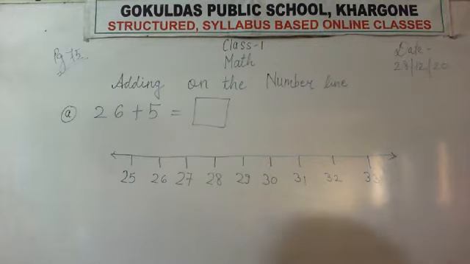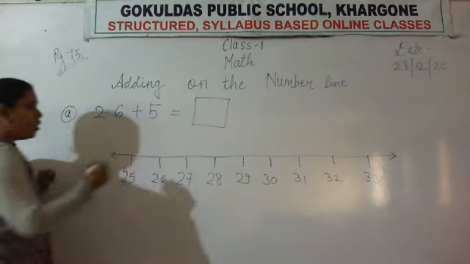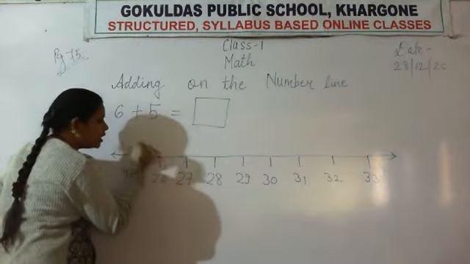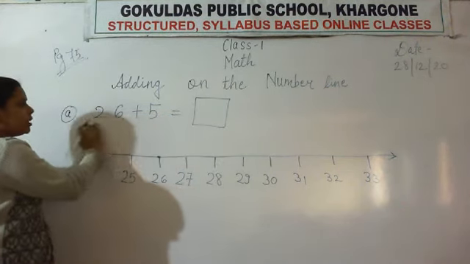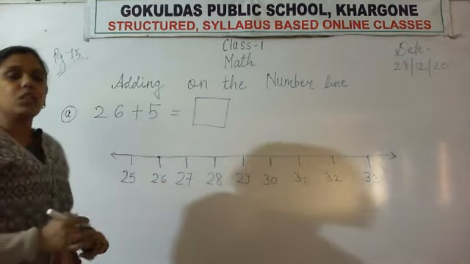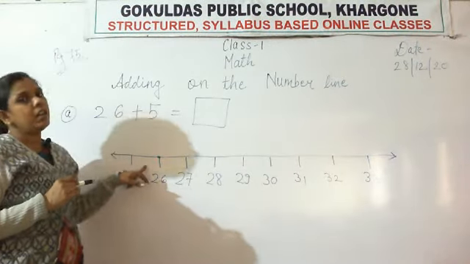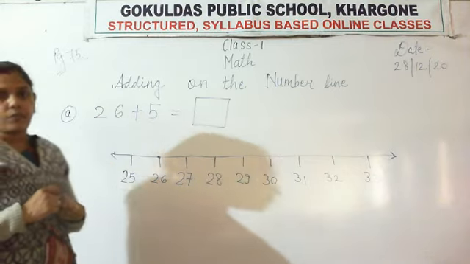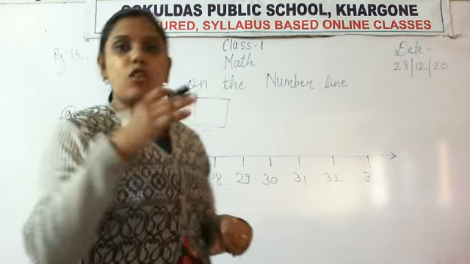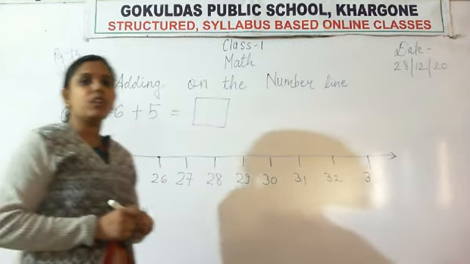Now see what is the first number here? 26. That means we are on number 26. The number given first, that means we are at that number. Now what is the next number? 5. And in addition we move forward on the number line. Okay. So we will move forward.